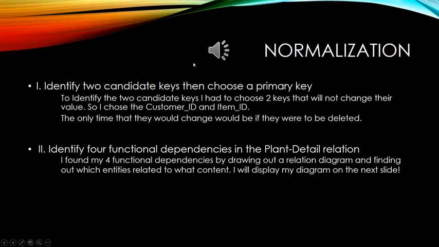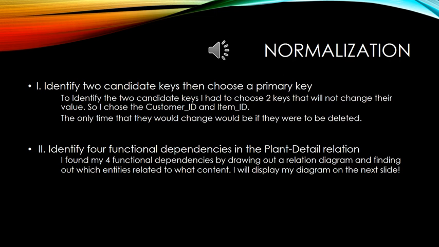In my part of the slides on the assignment, I had to answer the question based on the following assumption. You need to answer a set of questions in the following section of this assignment, where I had to assume that one of the relations is plant detail. I had to answer the following questions: identify two candidate keys, then choose a primary key, and also identify four functional dependencies within the plant detail relation.